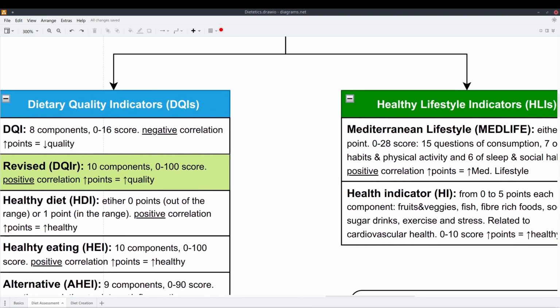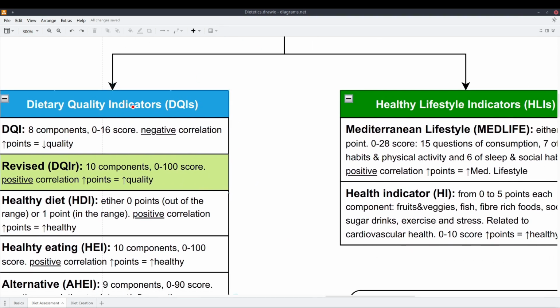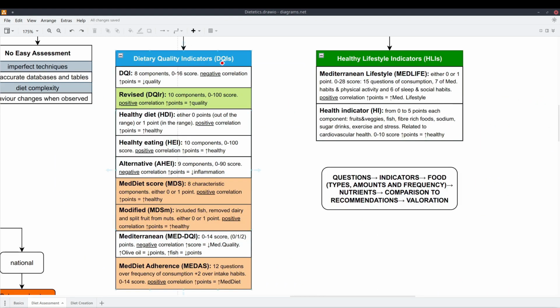So we have two types here, the dietary quality indicators and the healthy lifestyle indicators. The dietary quality indicators, there are several of them, and they are divided in colors because the one in green is for the nutrient related, whereas the one in orange is related to the food. And those ones in white are a combination of both.